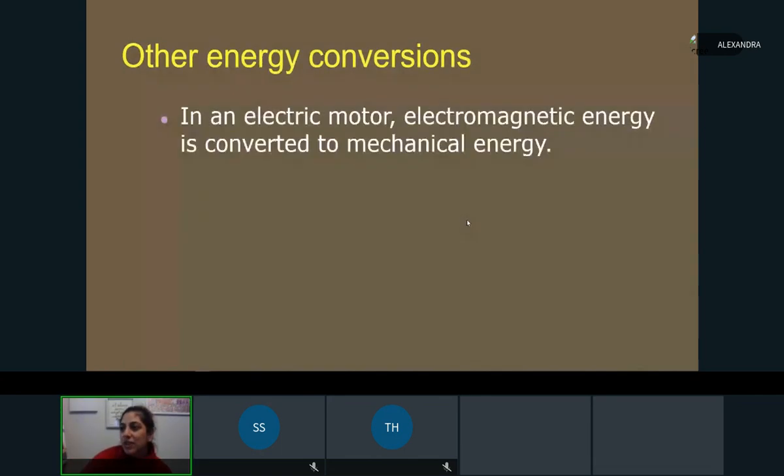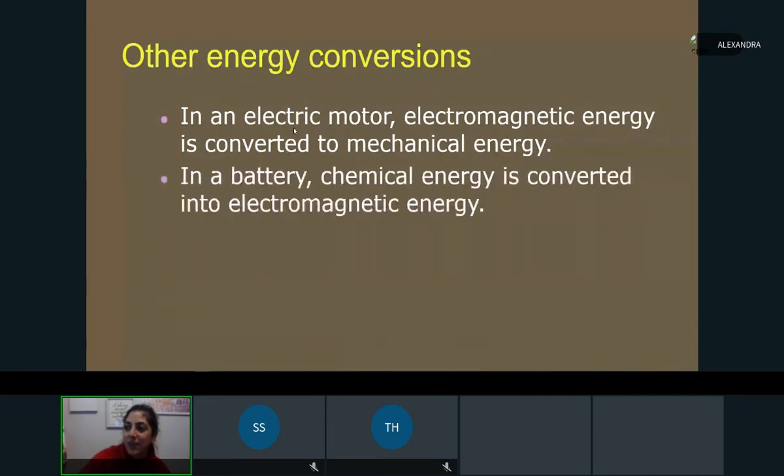So there are other types of energy conversion. Like in an electric motor, that electromagnetic energy is converted to mechanical energy. We've got a motor in our car that's constantly creating that energy, and then it puts those wheels in motion. So then now you're moving, and now you're actually getting that mechanical energy. So we used electromagnetic energy to make mechanical.